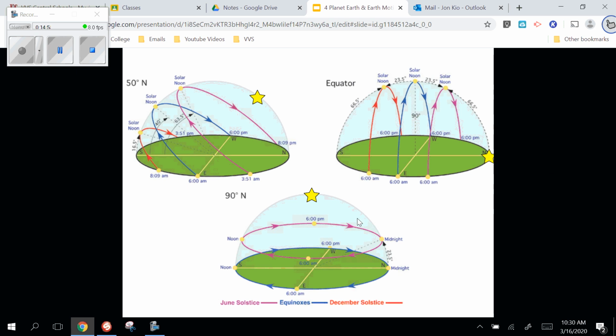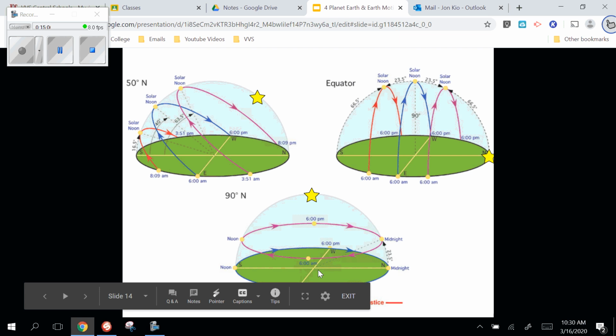Right? Down here, this would be if you lived at the North Pole. If you lived at the North Pole, notice your path for June never sets. Notice that the paths of the sun run perpendicular to where Polaris is.